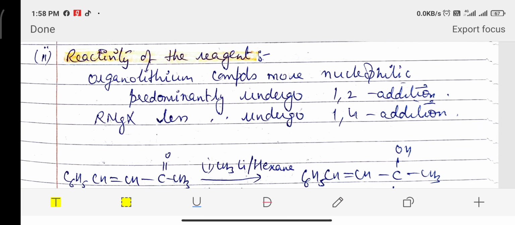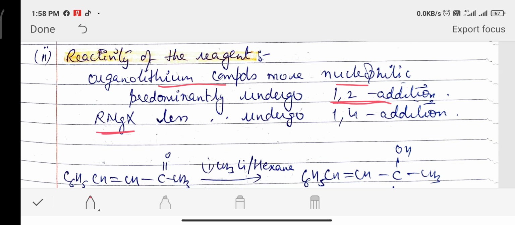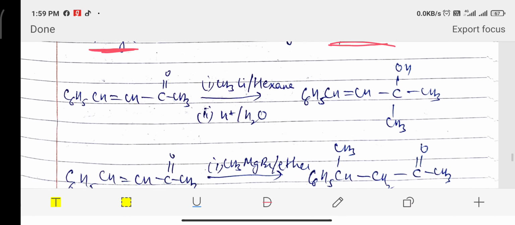The second factor which governs 1,2 or 1,4 addition is the reactivity of the reagent, that is, what type of reagent it is. If the reagent is strong, for example organolithium, which is a strong nucleophile, then 1,2 addition will take place. Grignard reagent is less reactive, so it will give 1,4 addition. Now we will explain it with examples.